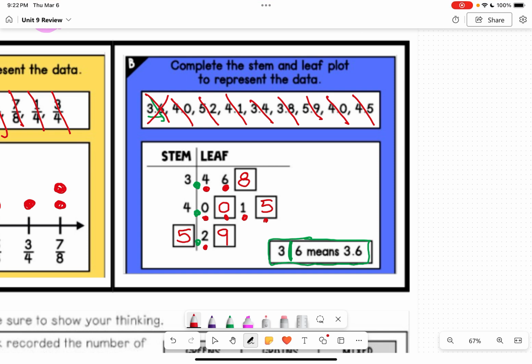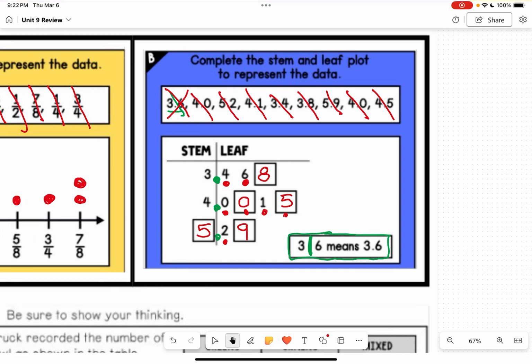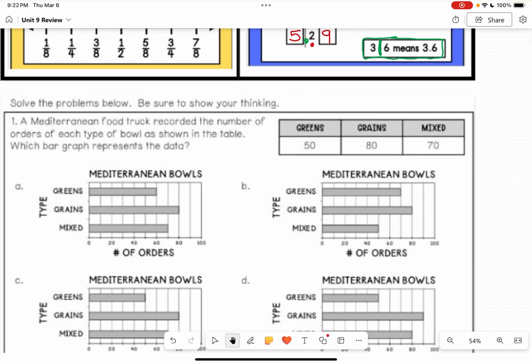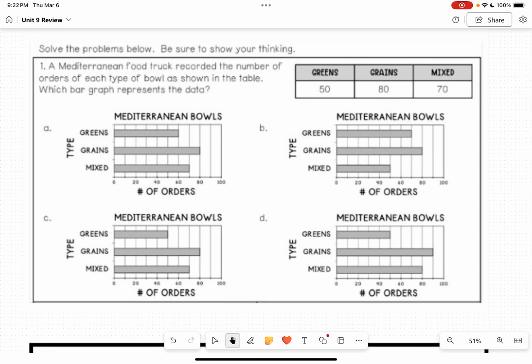Okay? So this one was kind of challenging in a way. I know for some students it's going to be a little challenging because sometimes it can be kind of tricky to read decimals on a stem and leaf chart. But we did it and we have put all the data onto the stem and leaf. If I'm moving too fast, please make sure you pause the video and you can catch up. All right. So let's go to our next problem.